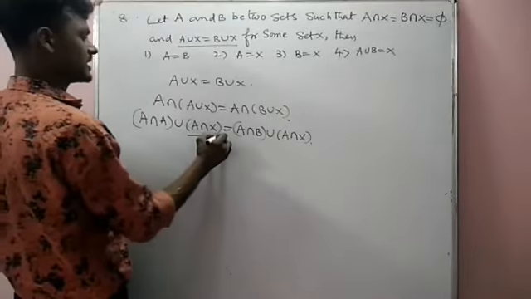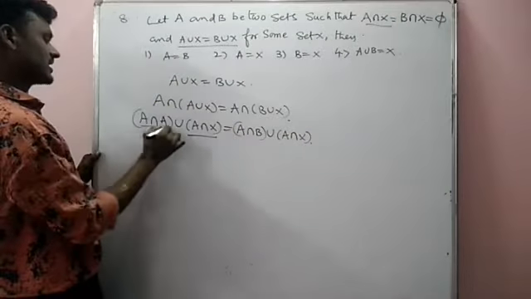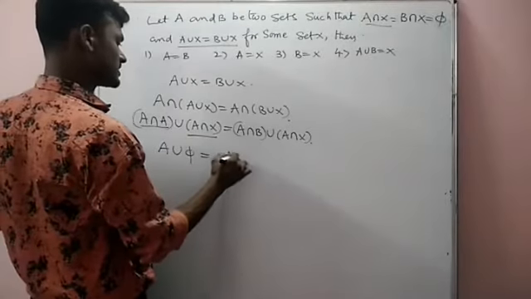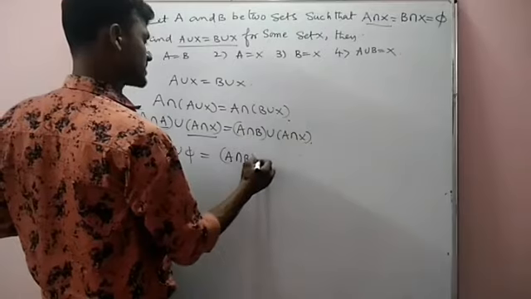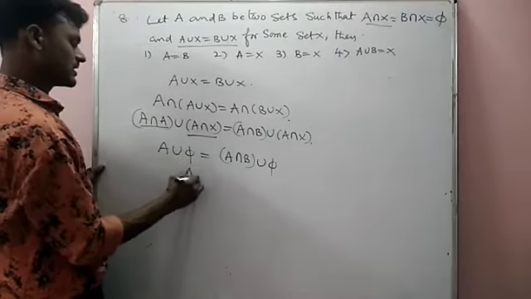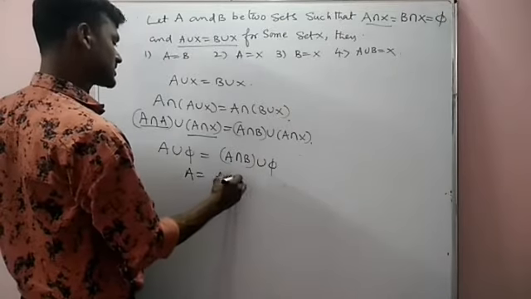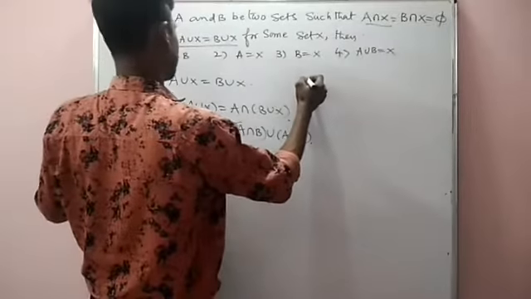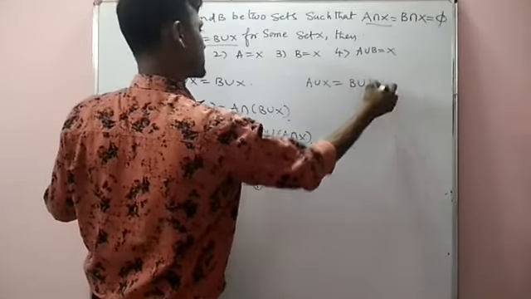Now see here, A intersection X means what? A intersection X means phi. Here A intersection A means A, union phi, is equal to A intersection B. A intersection X means phi. Then A union phi is equal to A, and here A intersection B union phi means A intersection B. This is one.